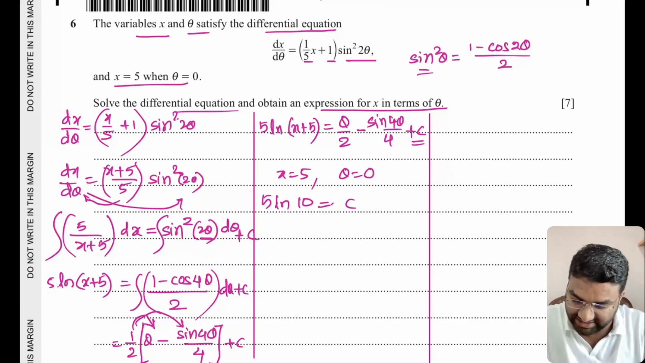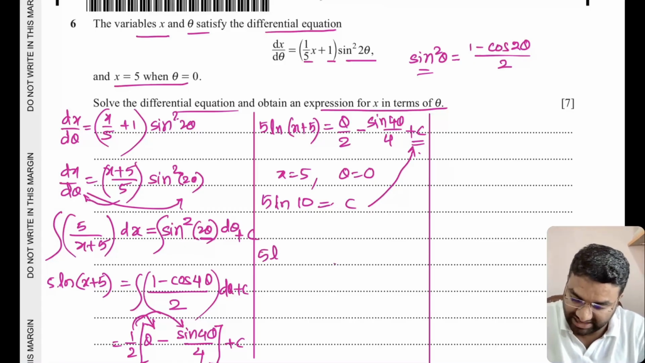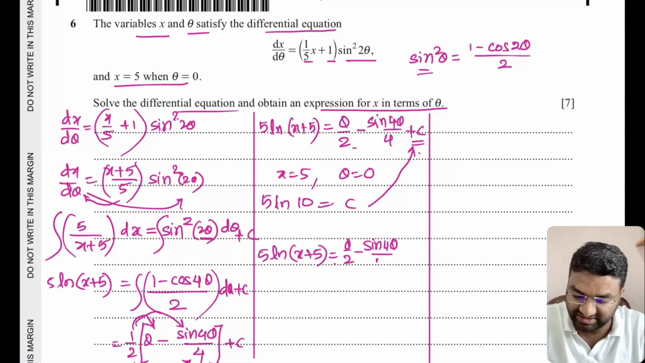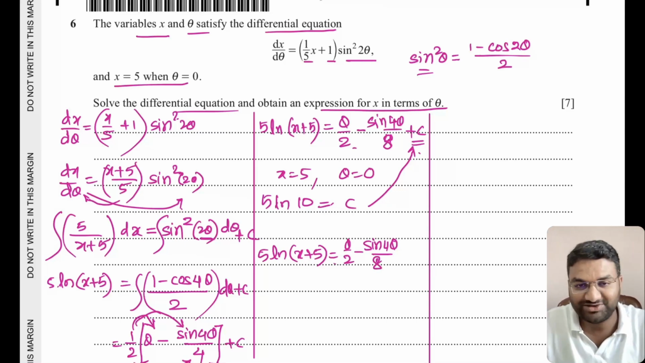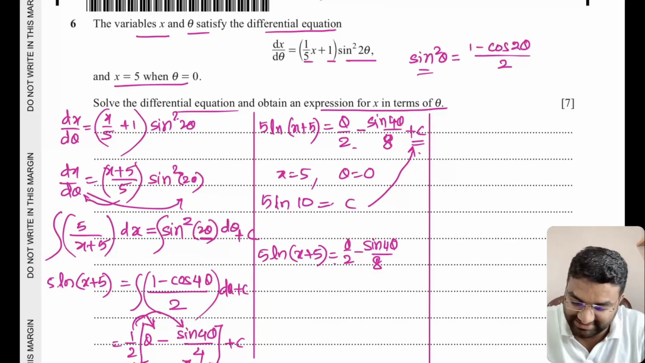Then substitute here. So it will be 5 ln of x plus 5 is equal to theta by 2 minus sine 4 theta by, oh, here when you multiply 2, it's basically 8. Keep in mind, don't make these kind of silly small mistakes, I am telling you, because you will lose unnecessary marks. So then the c part is actually plus 5 ln of 10. Fine, now transfer it to the left.